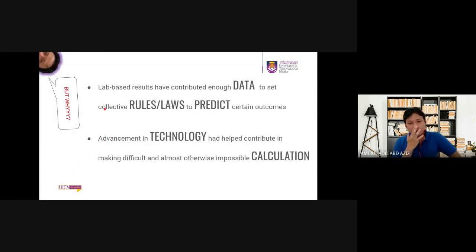So this basically answers what I said just now. Lab-based results have contributed enough data to set collective rules or laws to predict certain outcomes. And then advancement in technology has helped with making calculations easier. Big data, they can handle large sets of data now in a quick way. You boleh calculate stuff in mere minutes.